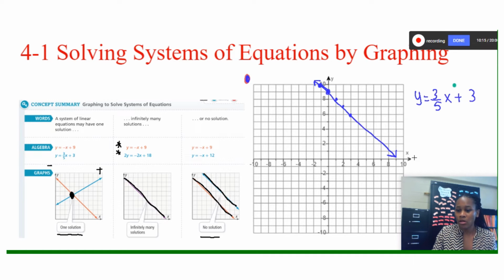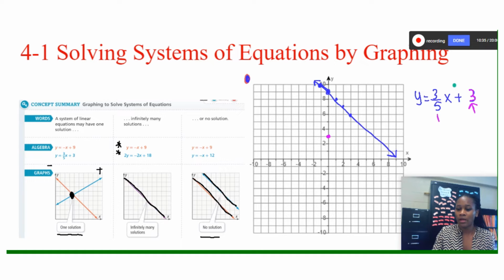So you always want to start with your y-intercept if it's in slope-intercept form. I'm going to start with my y-intercept, which is 3. That's where the line needs to pass through the y-axis. So I'm going to start at my origin 0, 0, and I'm going to go up to positive 3. Since my y-intercept is positive, I know to move above 0 instead of below 0.